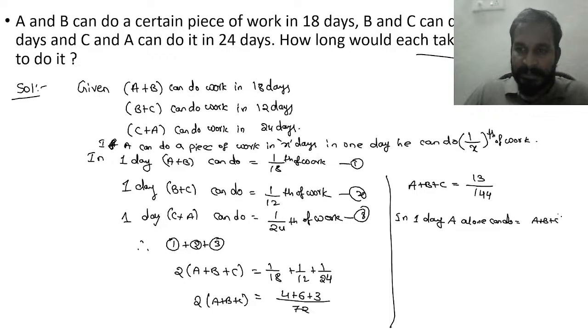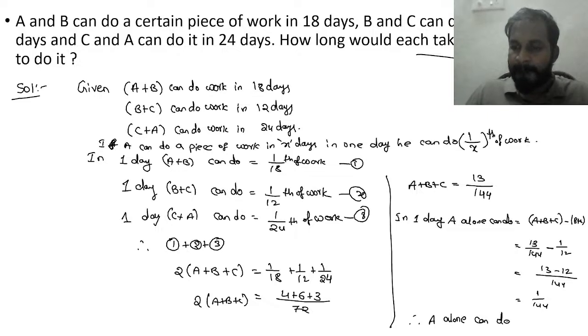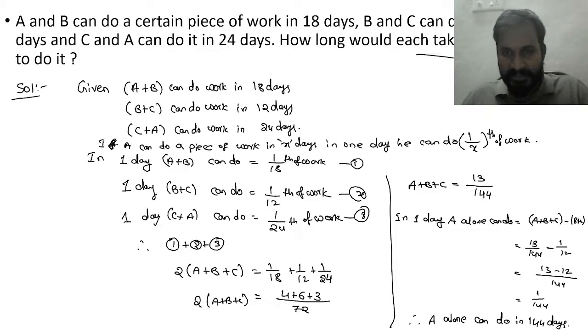A plus B plus C minus B plus C, right? So A plus B plus C is 13 by 144 and B plus C is what? 1 by 12. From this 144, 13 minus 12, that is 1 by 144. Therefore A alone can do the work in 144 days. In this manner you can find for B and similarly for C.